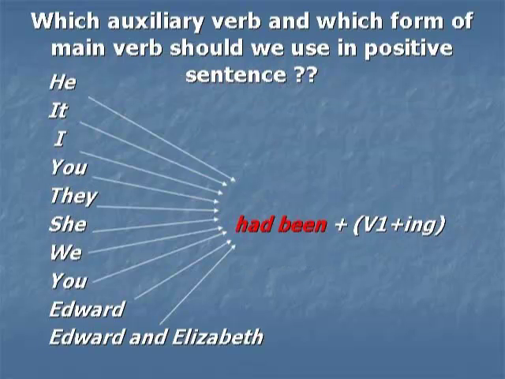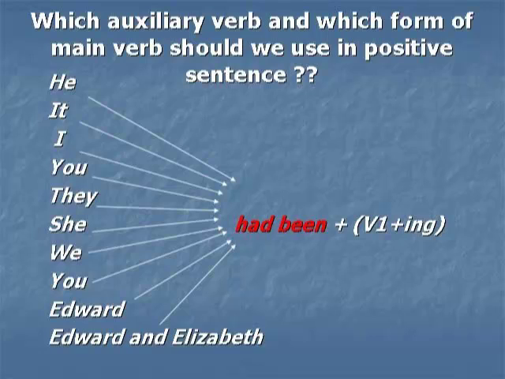Which auxiliary verb and which form of main verb should we use in the positive sentences of past perfect continuous tense? It is very simple. You are supposed to use the helping verb had been after the subject. Whatever the subject is, after the subject, use the helping verb had been followed by first form of verb plus ing.